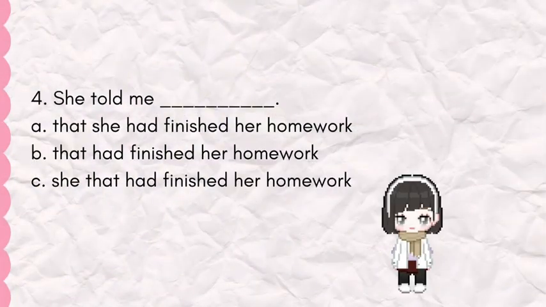Okay, for the fourth question, she told me blank. So, which one is the correct answer? The choice is yours. A. That she had finished her homework. B. That had finished her homework. C. She that had finished her homework. The countdown starts. 5, 4, 3, 2, 1.